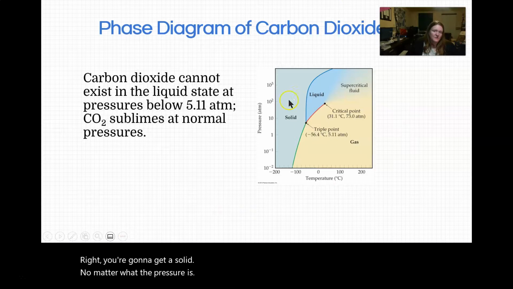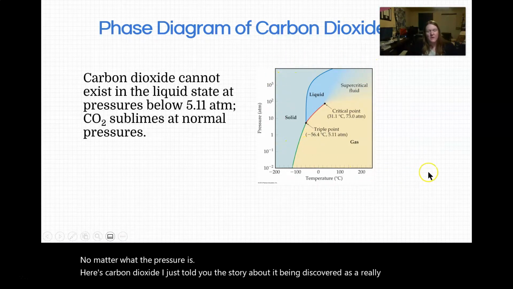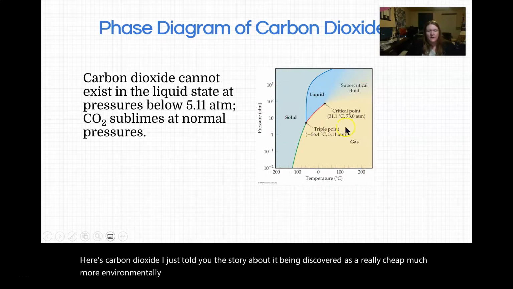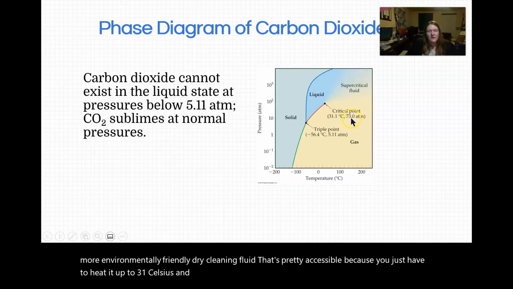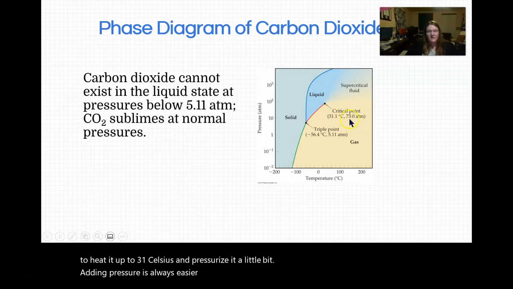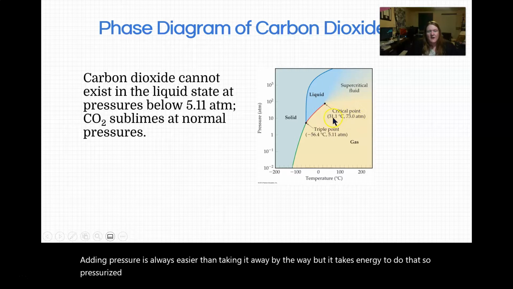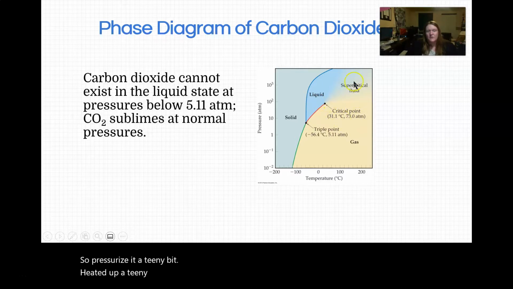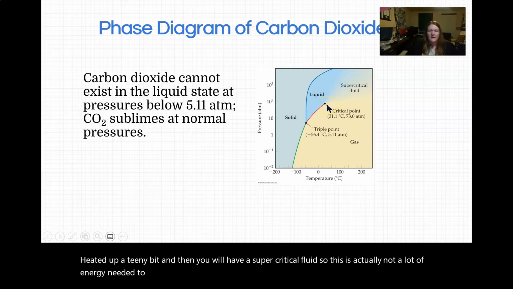Here's carbon dioxide. I just told you the story about it being discovered as a really cheap, much more environmentally friendly dry cleaning fluid. And that's pretty accessible because you just have to heat it up to 31 Celsius and pressurize it a little bit. Adding pressure is always easier than taking it away, by the way, but it takes energy to do that. So pressurize it a teeny bit, heat it up a teeny bit, and then you will have a supercritical fluid. So this is actually not a lot of energy needed to do that.